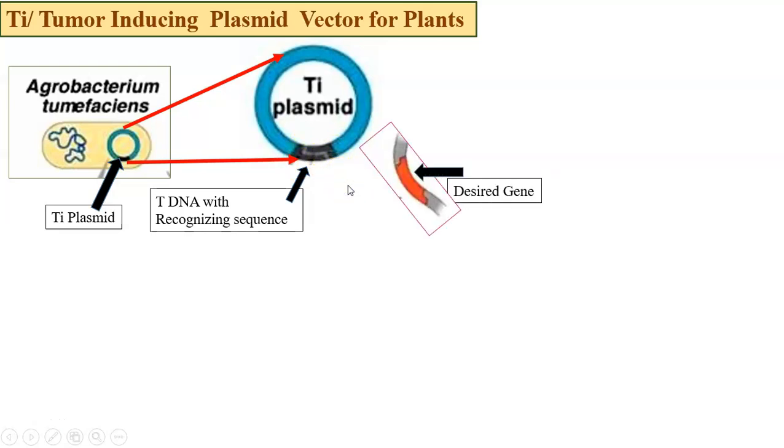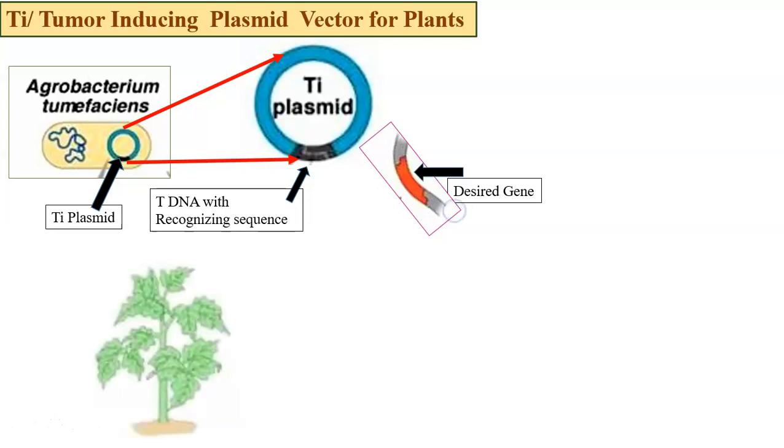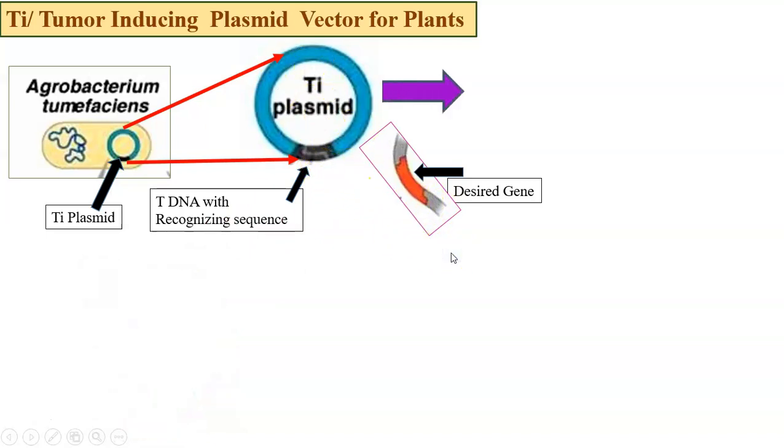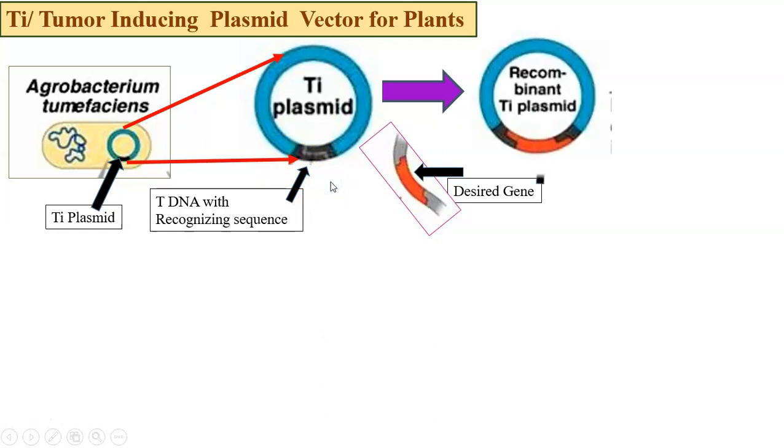Now, if we want to introduce any desired gene into a plant variety, that cannot be done directly. Suppose this is the plant where we want the desired gene to be introduced to create a transgenic plant. Directly this desired gene cannot be introduced in this plant. It is done using the TI plasmid. So how is it done? This desired gene is first introduced into the tDNA region.